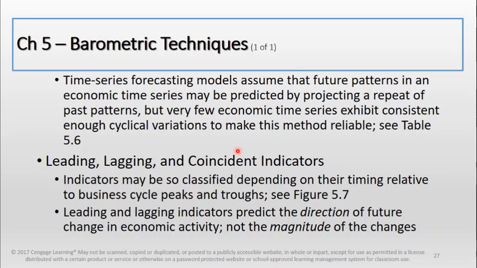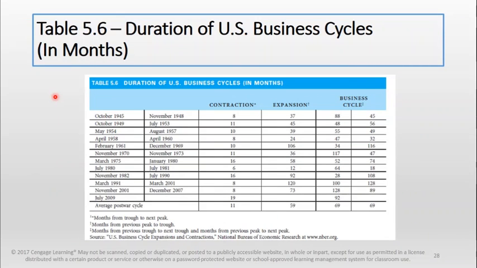So, next, let's move on to barometric techniques. The time series forecasting model, which was discussed earlier, assumed that future patterns in an economic time series may be predicted by projecting a repeat of past patterns. But very few economic time series exhibit consistent enough cyclical variations to make this method reliable. For example, table 5.6 conveys why the prediction of a business cycle's turning point proves to be so difficult.